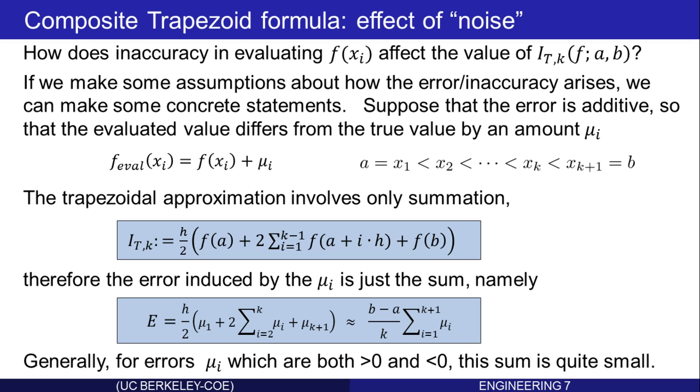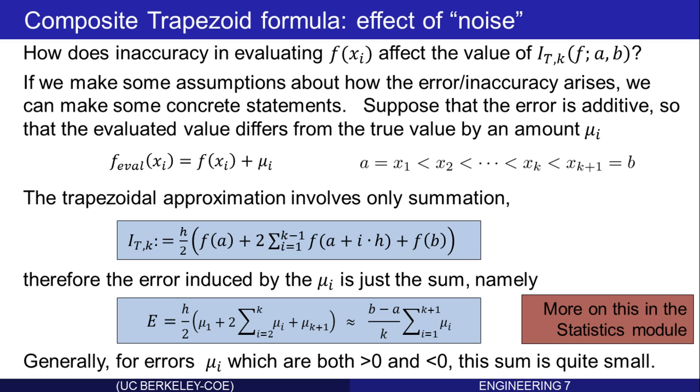So generally, the effect of random noise on integration is quite small because of the cancellation of all these random effects. We'll see a lot more about this in the statistics module, which is upcoming. For now, let's just keep that rule of thumb that random errors, plus or minus, tend to cancel out in performing an integration.